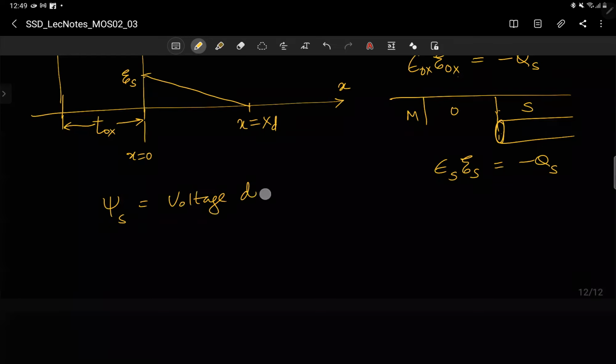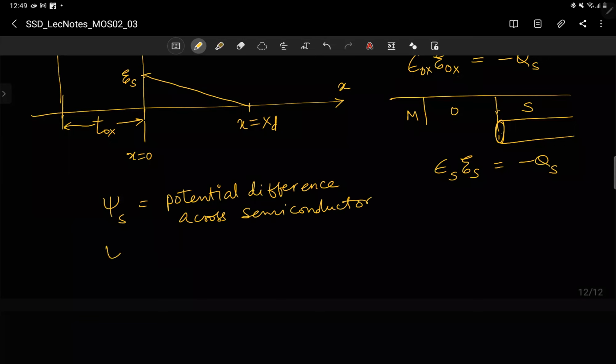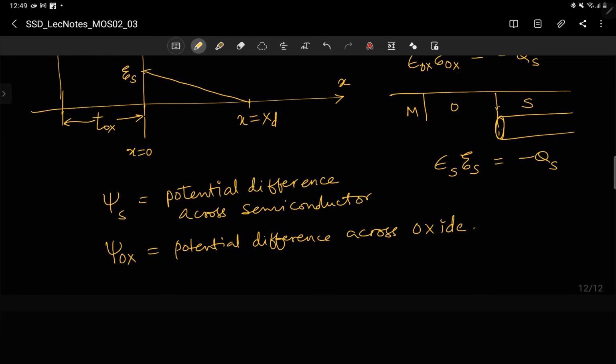Voltage, potential difference, I would say. Potential difference across semiconductor. Okay. And then psi ox, I call it potential difference across oxide.